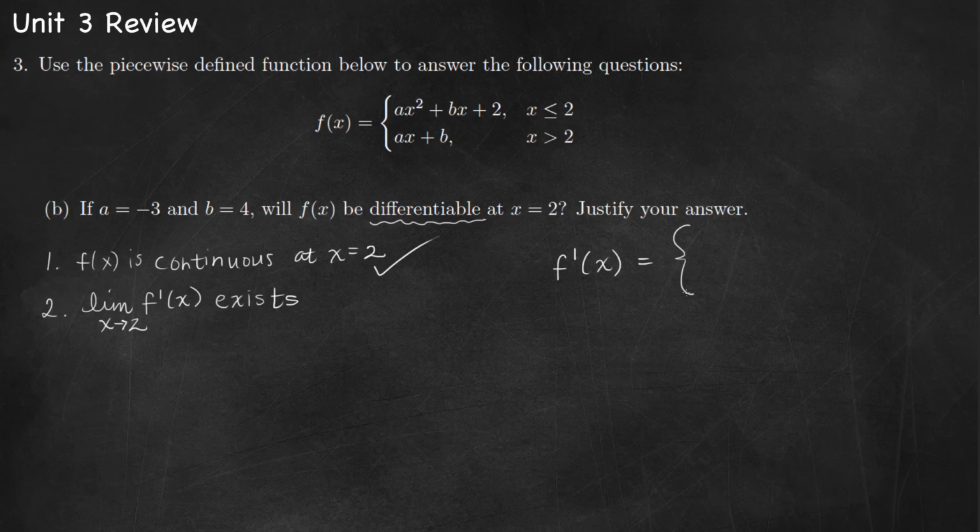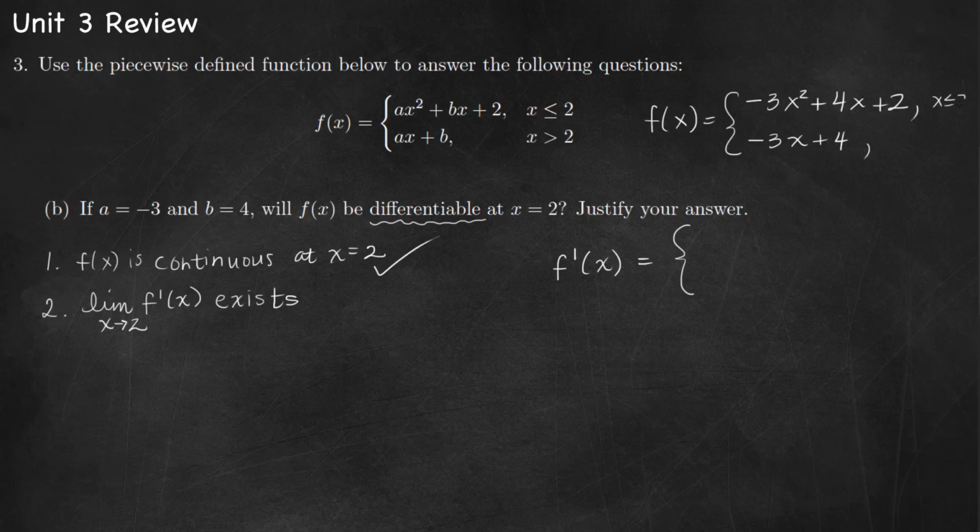The equation for f of x when x is less than or equal to 2 is ax squared plus bx plus 2. The derivative of that is 2 times a times x plus b. And since we know a is negative 3 and b is 4, I think it'll be easier to go ahead and put those values into our function. So f of x now is equal to negative 3x squared plus 4x plus 2. And then for x values greater than 2, f of x is equal to negative 3x plus 4.